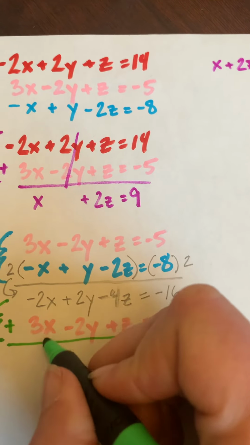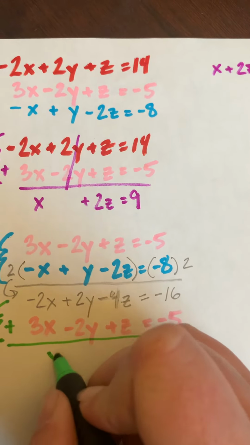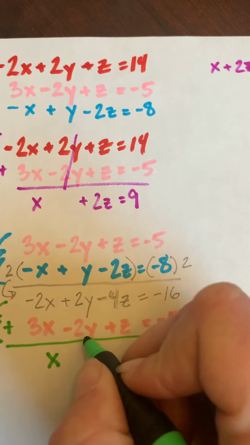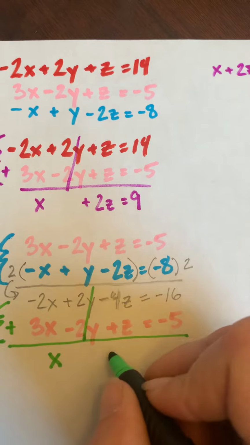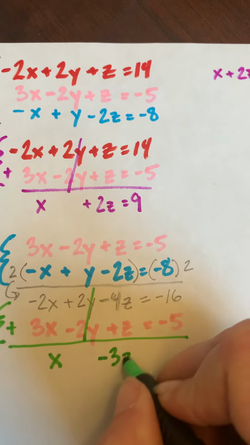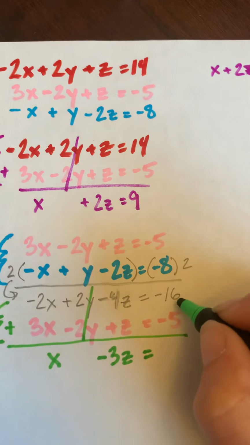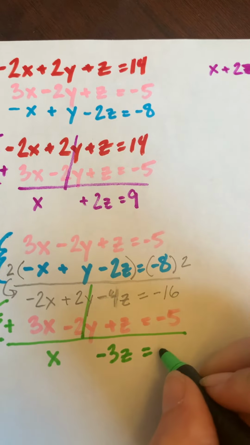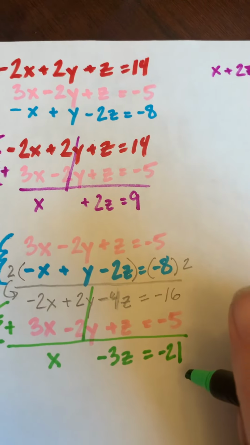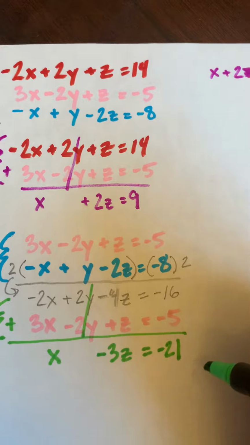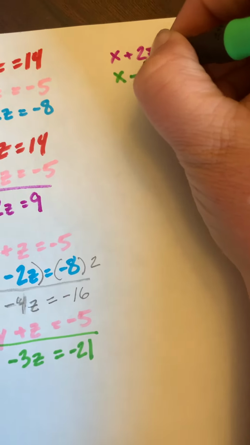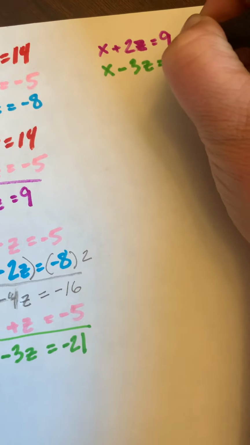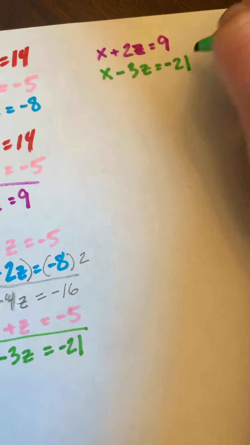Negative 2x plus 3x is 1x. 2y minus 2y is 0. Negative 4z plus z is negative 3z equals negative 16 plus negative 5, which is negative 21. I've got another equation with only 2 variables, so I can use that. X minus 3z equals negative 21.